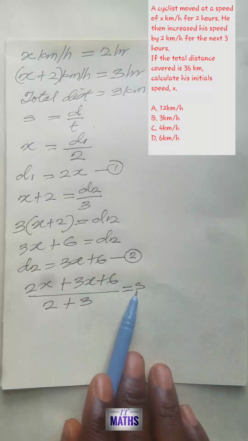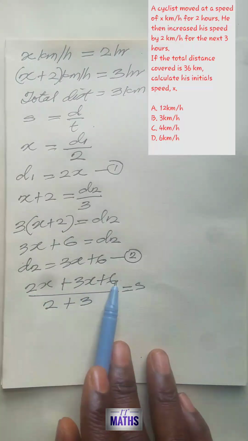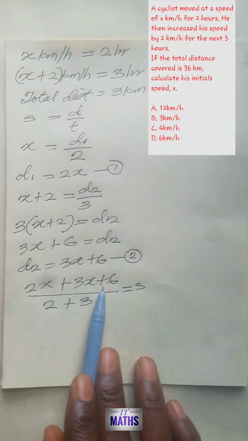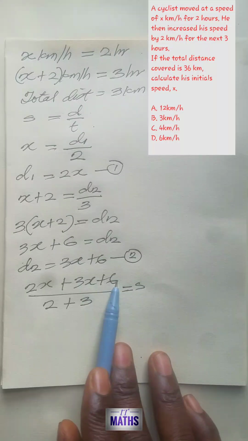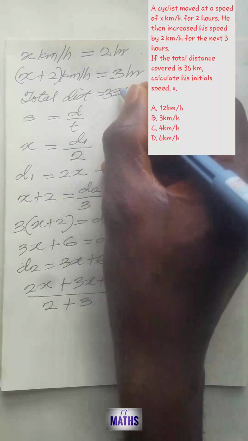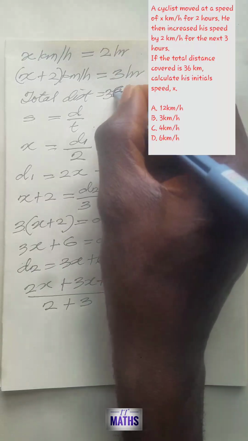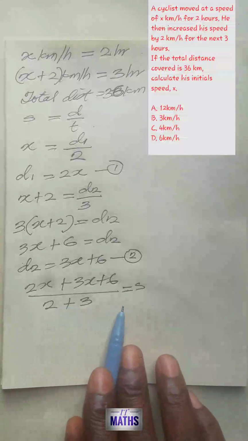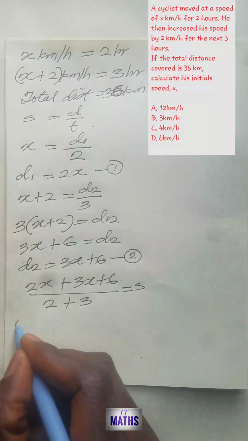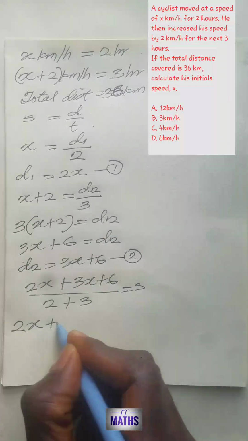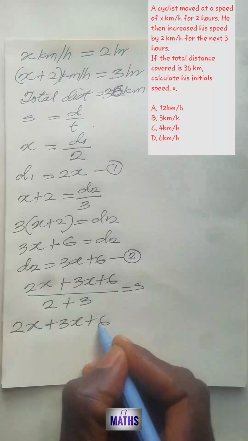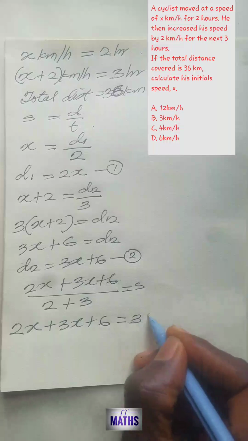But notice something else. This value was given. That is, the total distance covered in the entire journey was given. What is that value? 36. Sorry, we wrote 3. It's 36. Look at your question. That total distance is 36 kilometers. What does that mean? Wow. So I can simply do this. Is equal to what? 36.